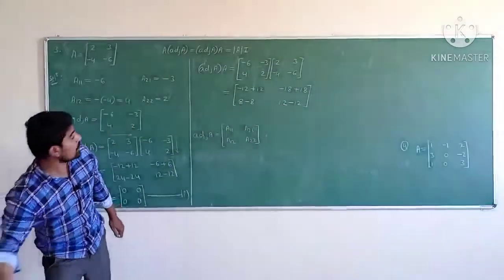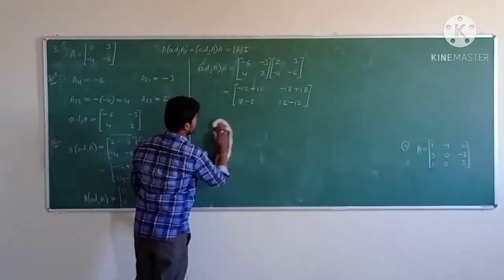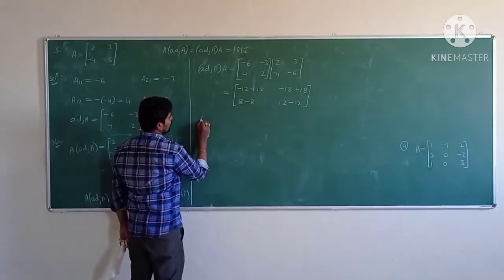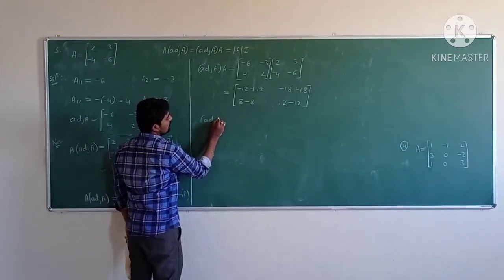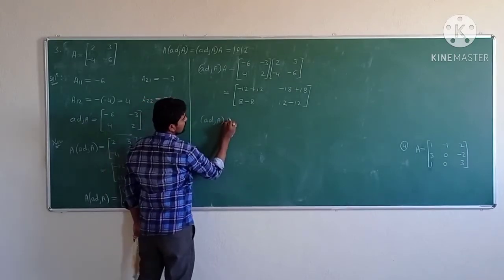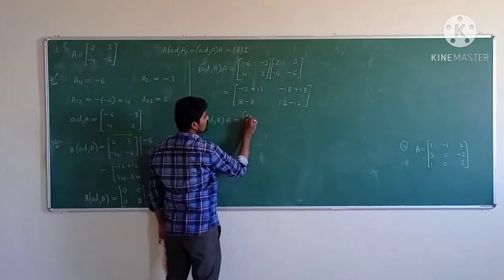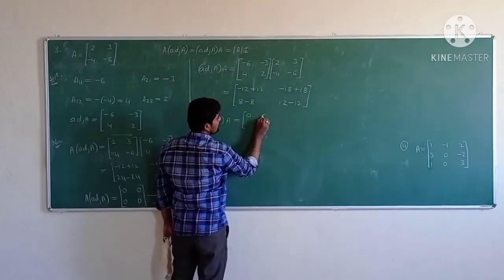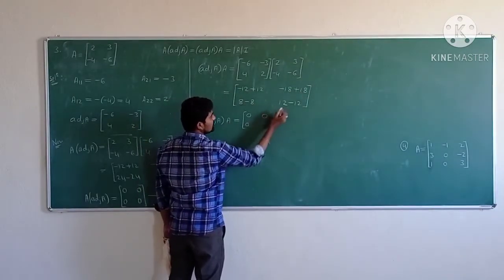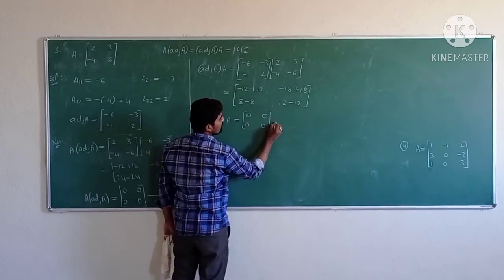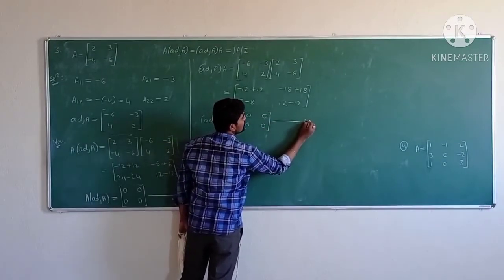Therefore adjoint of A into A matrix is equal to minus 12 plus 12 is 0, minus 18 plus 18 is 0, 8 minus 8 is 0, 12 minus 12 is 0. Call it as equation number 2.